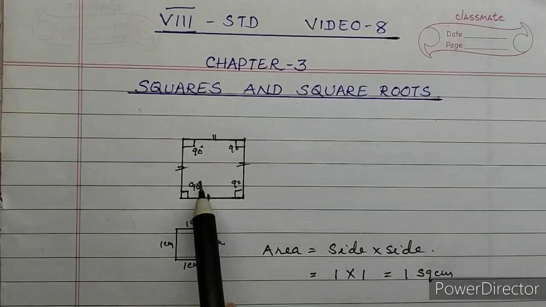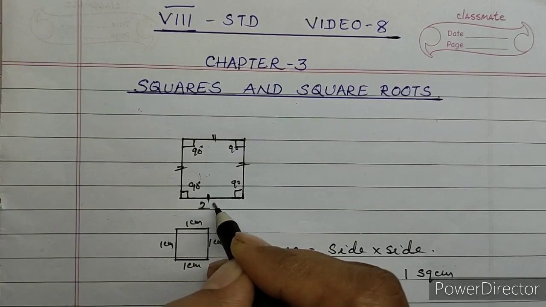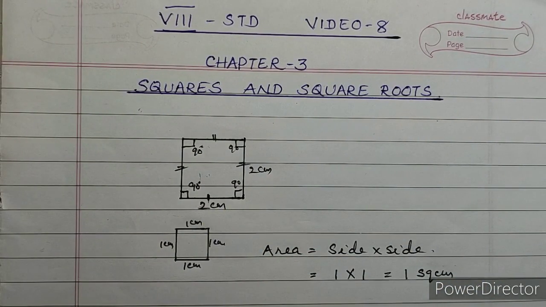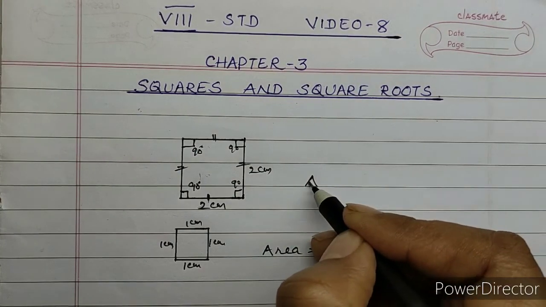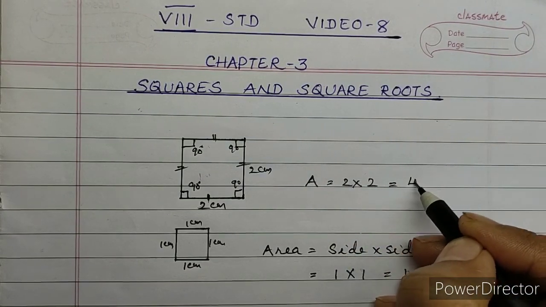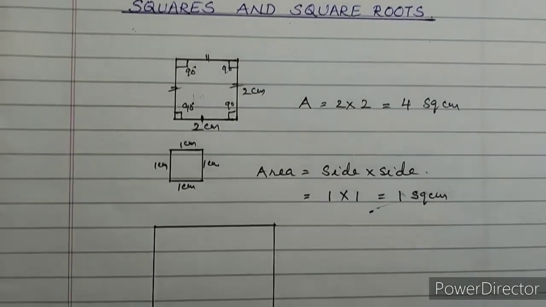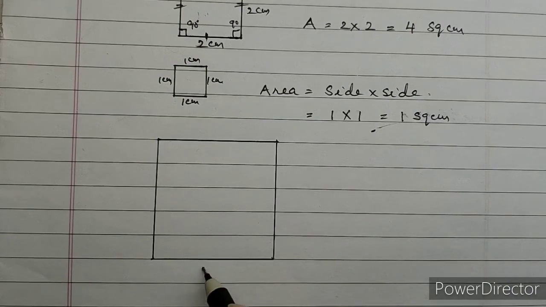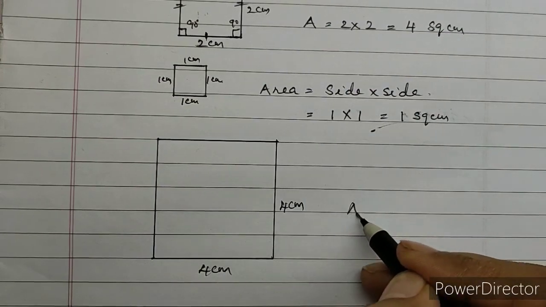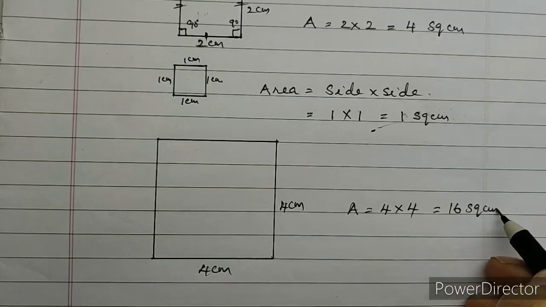Now see this square. The side of the given square is 2 centimeter each. All the sides equal 2 centimeter. What will be the area of that square? Area A is equal to 2 into 2, side into side, or you can write it as 4 square centimeter. Similarly, if this is a square of side 4 centimeter, then what will be the area? Area is equal to 4 into 4, it is 16 square centimeter.